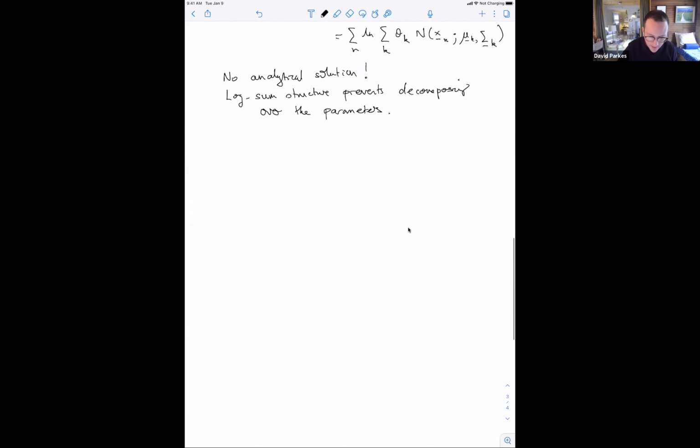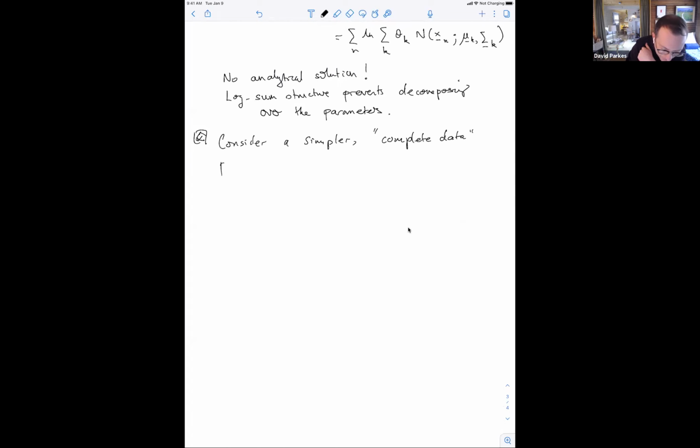Now, before we go ahead and solve that, we're gonna think about a simpler problem. Let's now pretend that we have the labels, that we have the components in the data. So let's consider a simpler, what we'll call complete data problem.